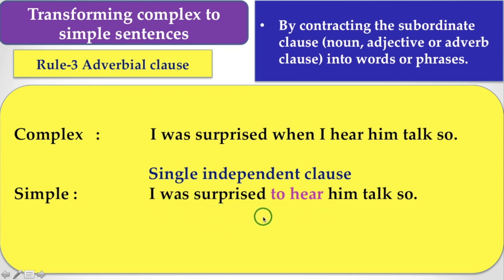The subject and predicate part, where is the verb? The main verb is "was", which is the only finite verb. And here the finite verb of the complex sentence becomes the non-finite verb in the simple sentence, because in a simple sentence we know that there is only one finite verb.